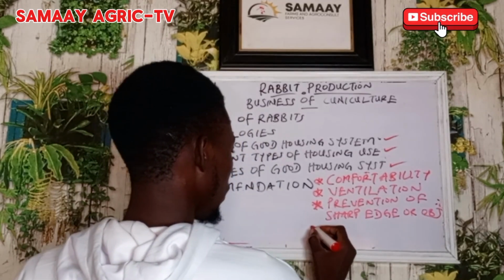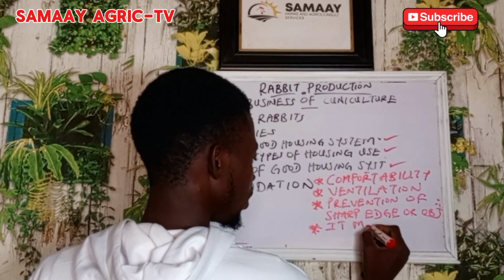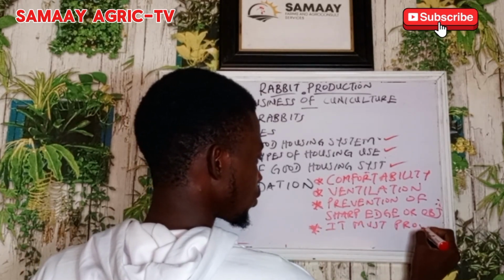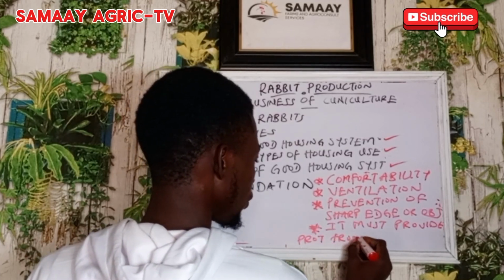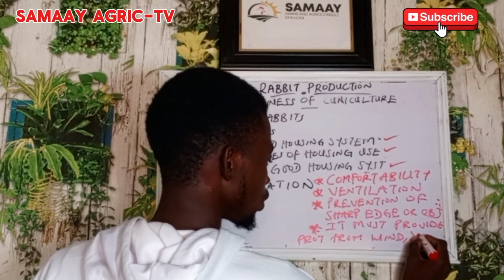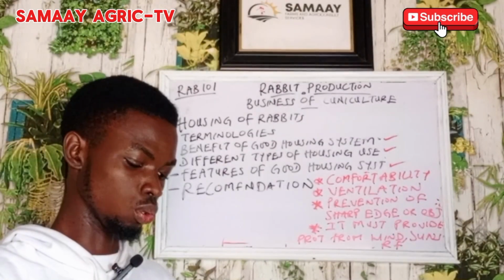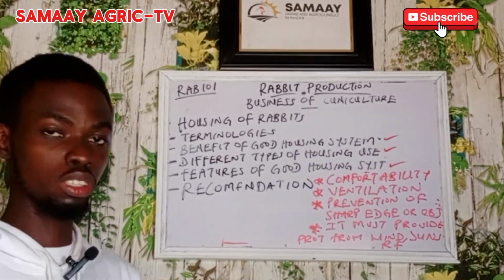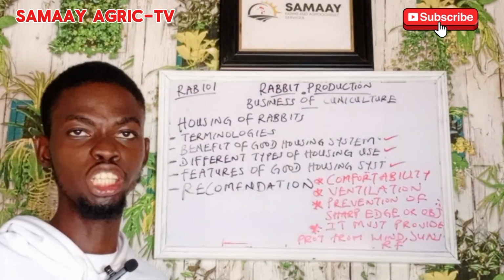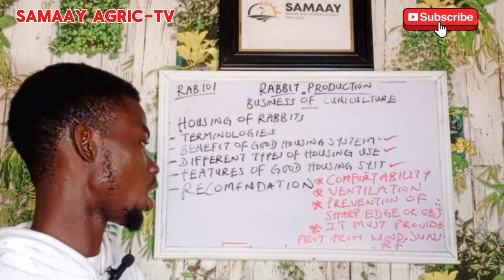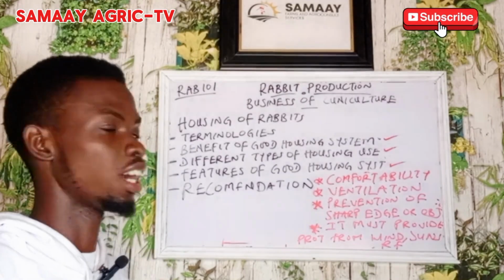So another feature that you have to look at is that it must provide protection from wind, rainfall, and sunshine. So these are some of the things you have to look at in a good housing system structure. It must be comfortable, with ventilation, prevention of sharp edges or objects that can injure your rabbit, and it must provide protection from wind, sunshine, and rainfall.